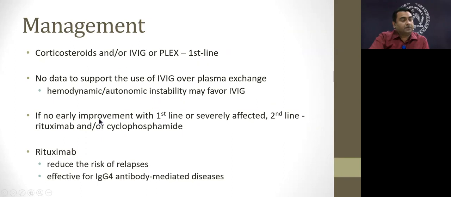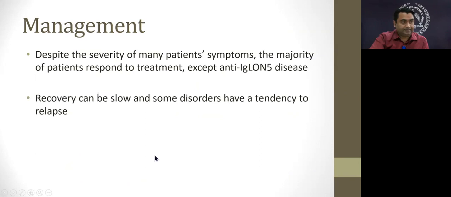Beyond this, you can go on to second line depending on the response seen. If there is a response, you can continue with immunosuppression chronically, or you can consider second line with rituximab or cyclophosphamide or other agents. Rituximab here has the advantage that it reduces the risk of relapses, and it is typically more effective when used for IgG4 antibody-mediated diseases. The importance of all this is that despite the severity of the patient's symptoms, the majority of patients respond to treatment, except in the last one mentioned, IgLON5 disease, where the recovery is fairly poor.